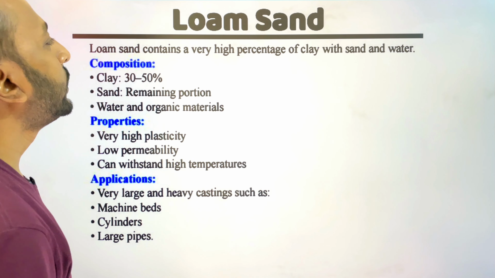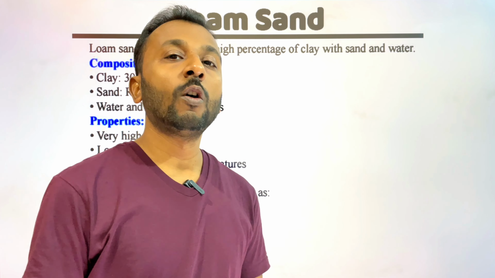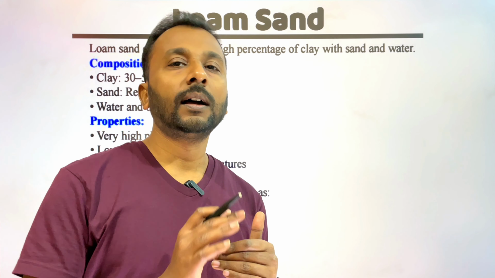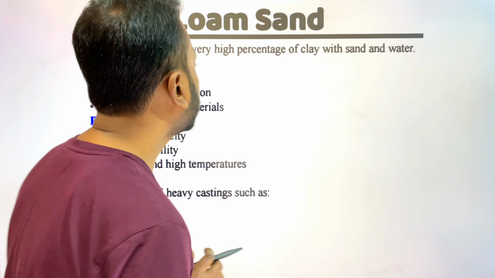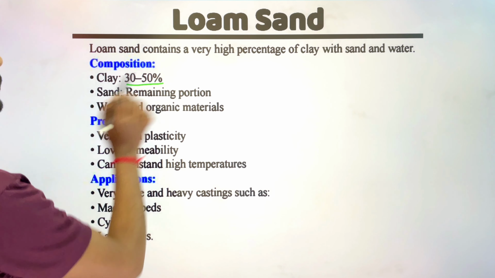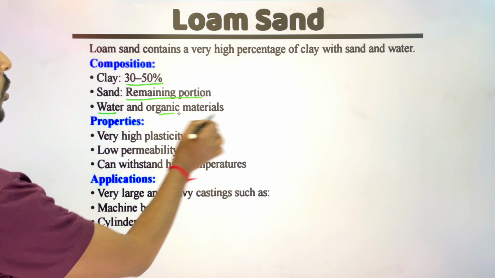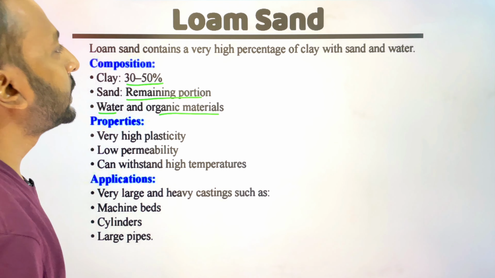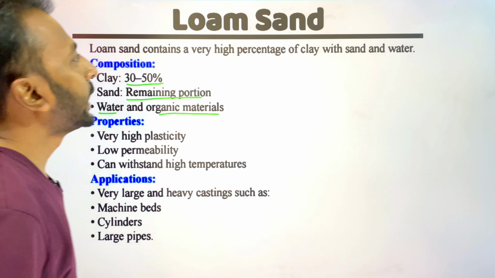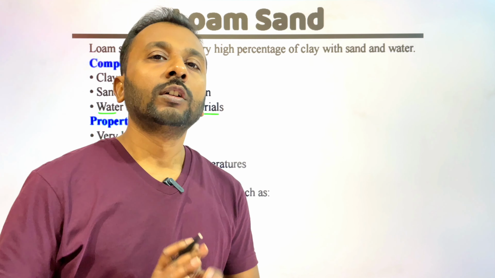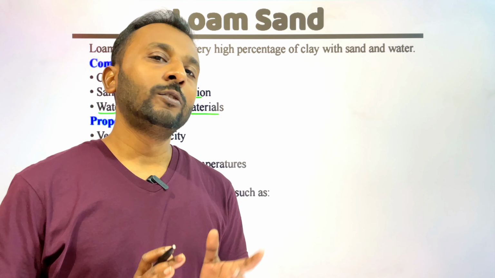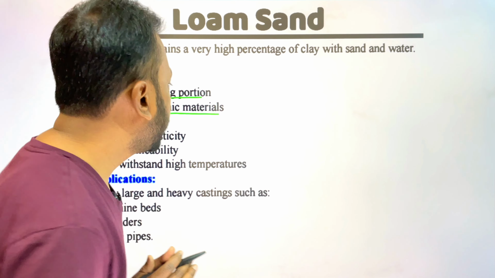The next is loam sand. Loam sand contains a very high percentage of clay, near about 50%, with the sand. Here the clay is 30 to 50%, the remaining portion is sand, and water and organic materials are added separately, and we get the loam sand. So the clay percentage in loam sand is very high. That's why it has very high strength.